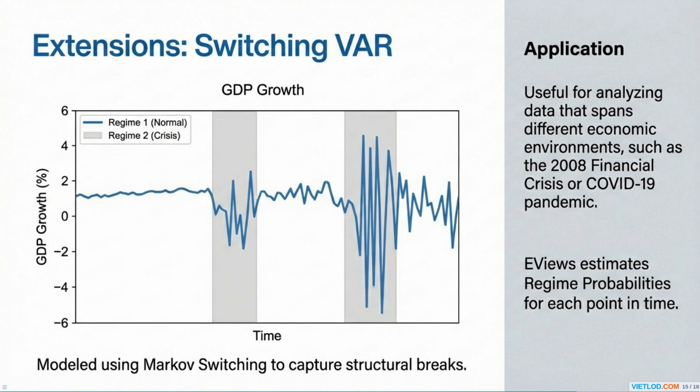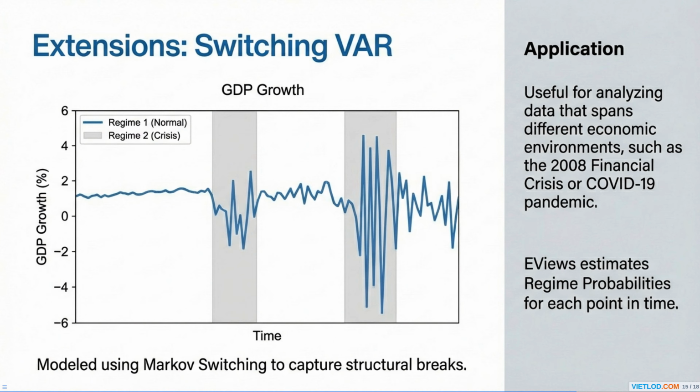A switching VAR, often a Markov switching model, is an advanced technique for analyzing time series that experience structural breaks or distinct regimes. This is extremely useful for modeling economic data that spans different environments, such as periods of normal growth versus periods of financial crisis or a pandemic.